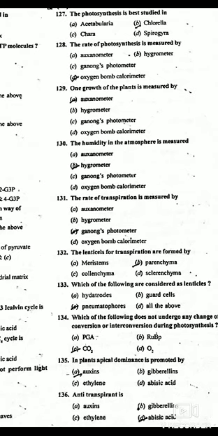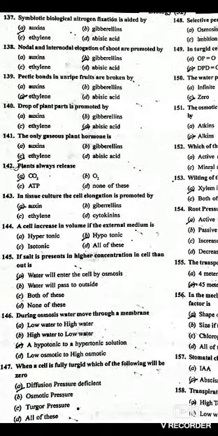135, in plants apical dominance is promoted by option B, auxin. 136, anti-transpirant is option D, abscisic acid. 137 question, symbiotic biological nitrogen fixation is aided by auxin, option A. 138, nodal and internodal elongation of the shoot are promoted by option B, gibberellins. 139, pectic bond in unripe fruit is broken by option C, ethylene. 140, drop of the plant parts is promoted by option D, abscisic acid.